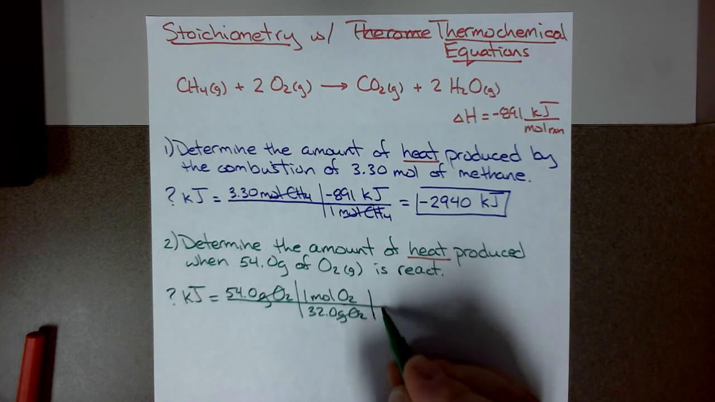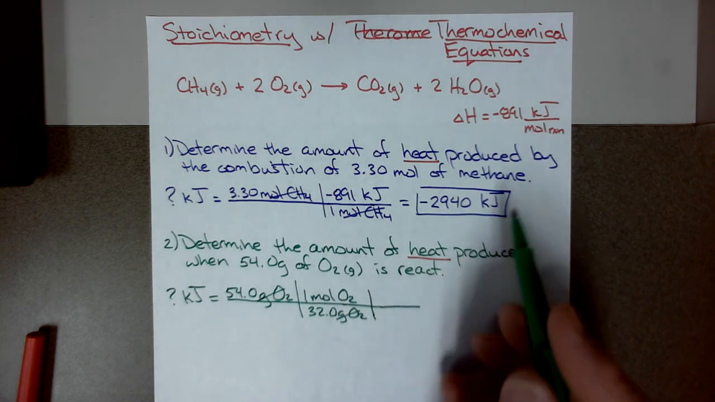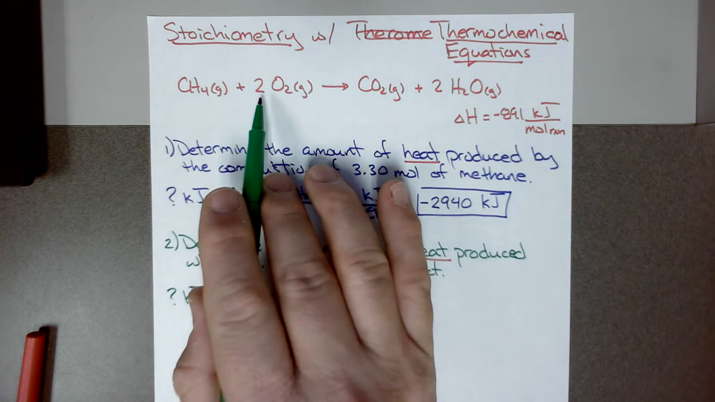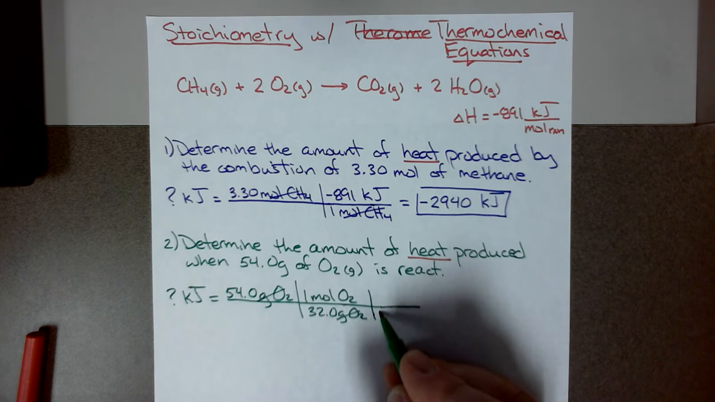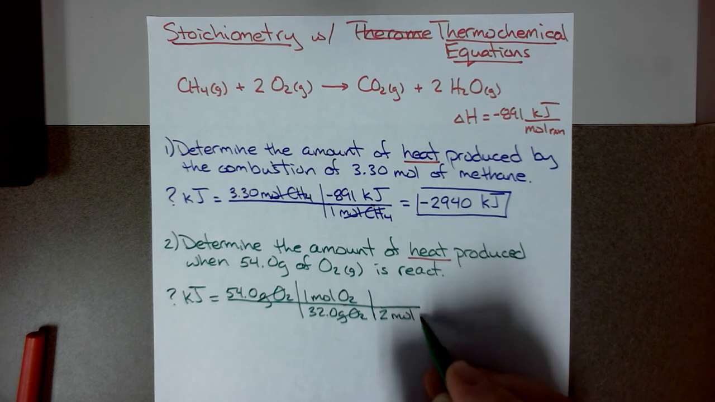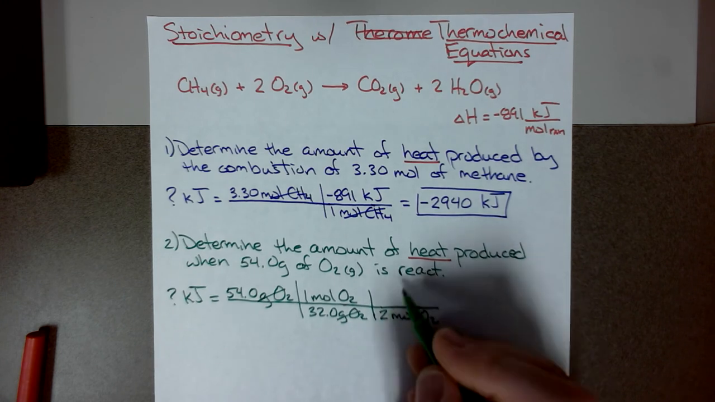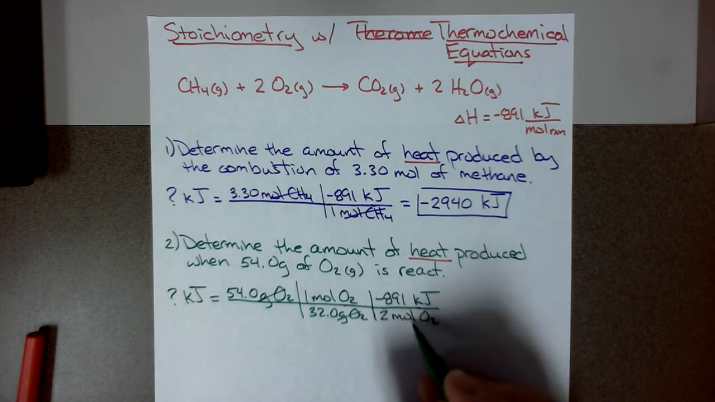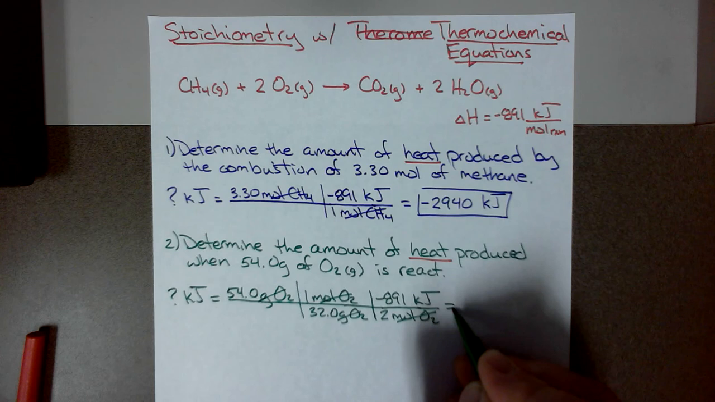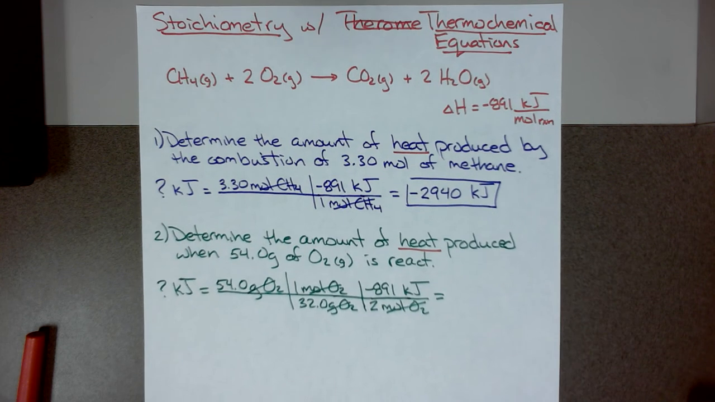Now I have moles of O2, and I know that for every 2 moles of O2 I produce that much energy. So for every 2 moles of O2 I get a negative 891 kilojoules of energy. And this is fairly straightforward stoichiometry.